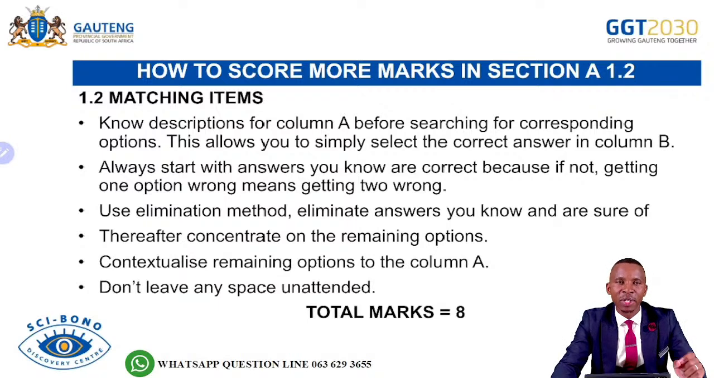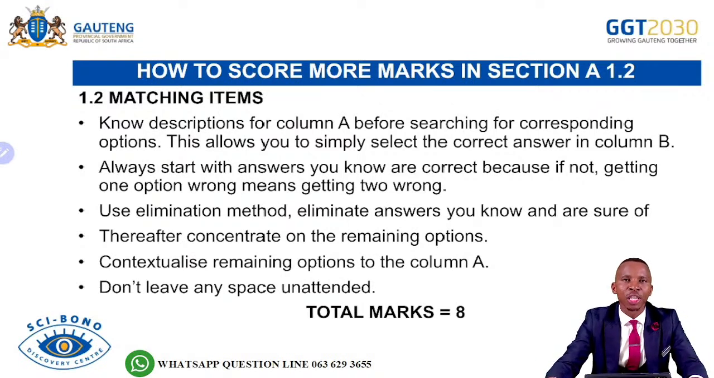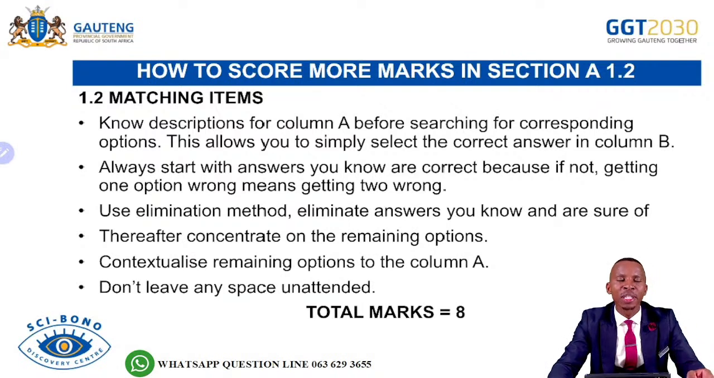In this case, like I've been saying, you are given a description or a concept in column A. Know the meaning of the concept. Know the surroundings of the concept. Then you look at column B, you pick up the answer. If you don't know the meaning of the concept in column A, it will be difficult for you to link the concept in column B.